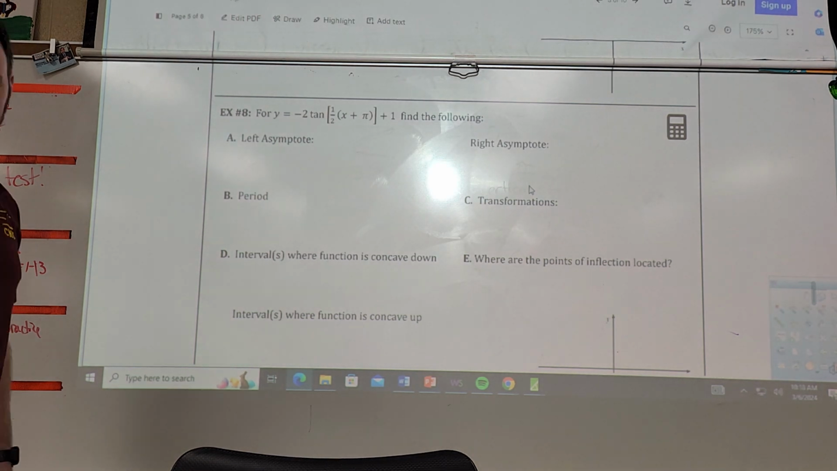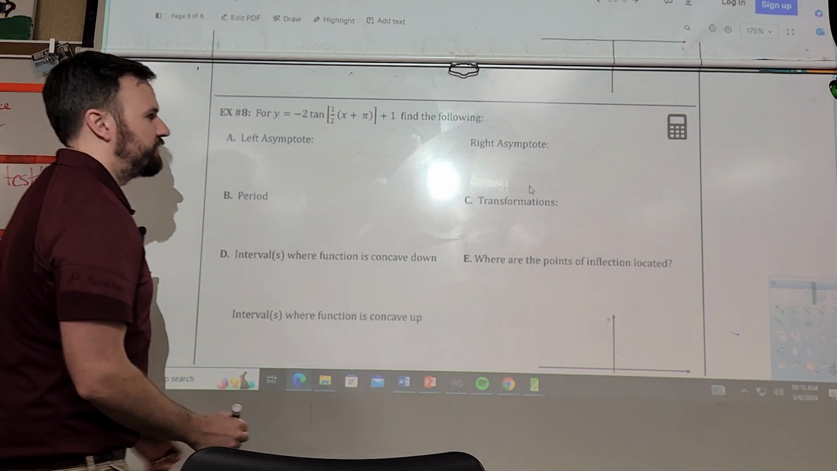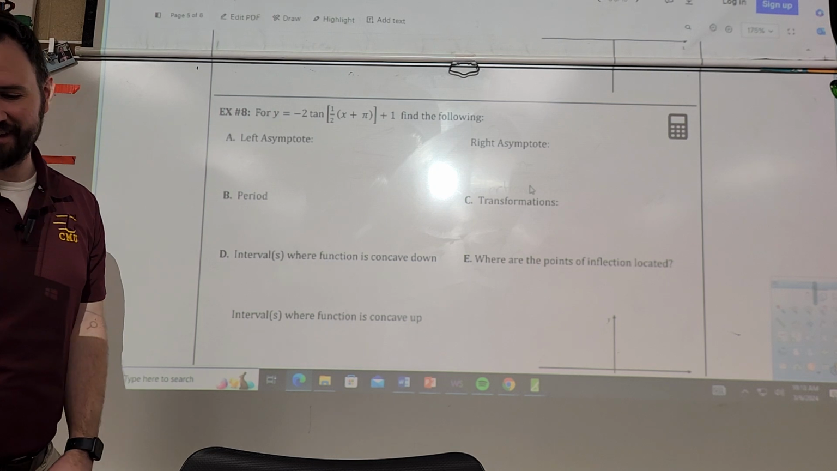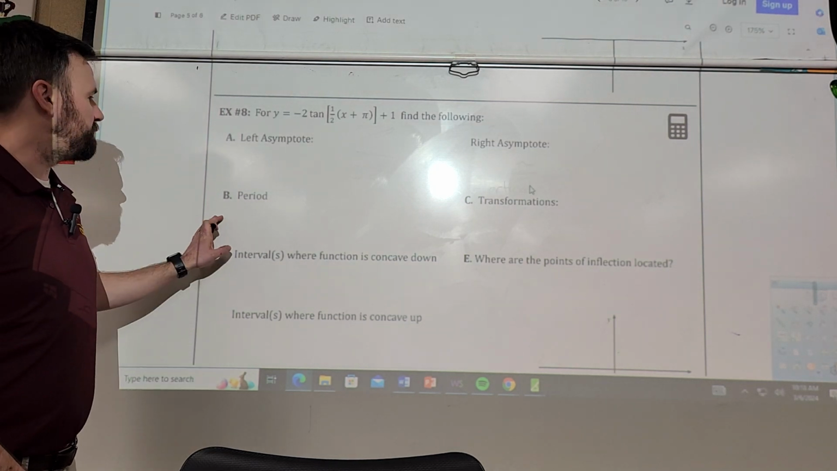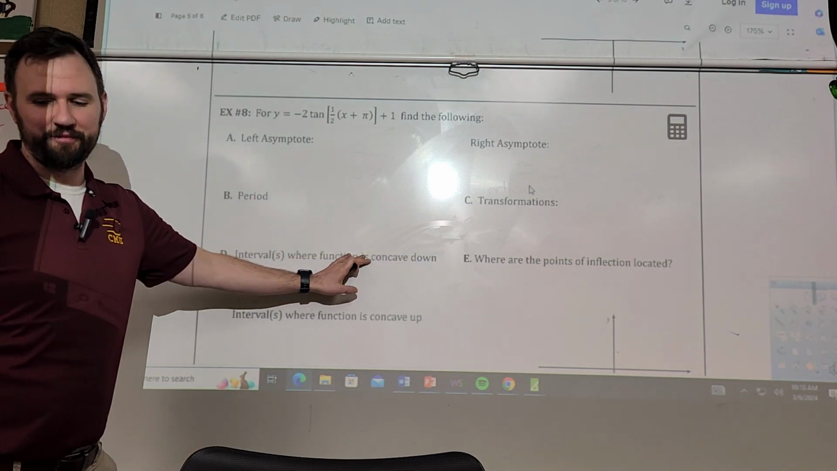I don't like the order they do this. Let's talk about the transformations first. How about that? Let's do these two first, and I'll use that to explain the rest.